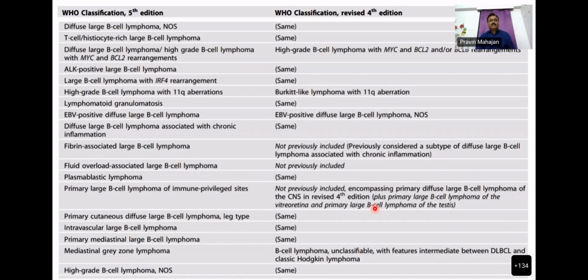Now this is the latest WHO classification for DLBCL NOS and its different types or subtypes. Apart from DLBCL NOS, there are 17 different categories, and I don't think we can go into details of everything. So there is a comparison with the old classification here. Some of the entities have been kept the same. Some new entities have been added to the group, like fibrin-associated large B-cell lymphoma or fluid overload-associated large B-cell lymphoma. And the notable difference is in the mediastinal category: what we used to call B-cell lymphoma, unclassifiable, with features intermediate between DLBCL and classical Hodgkin lymphoma, they now directly call a mediastinal gray zone lymphoma.